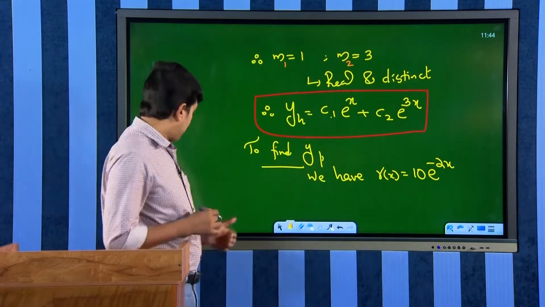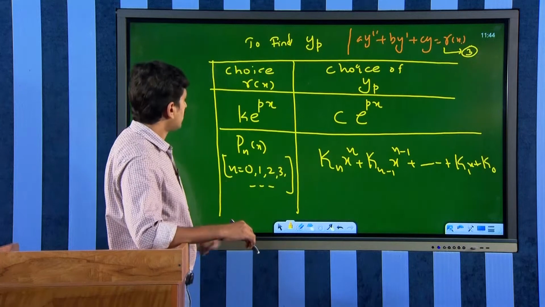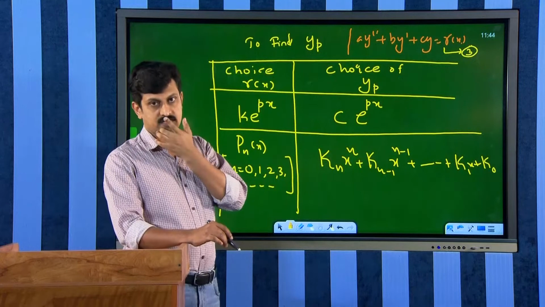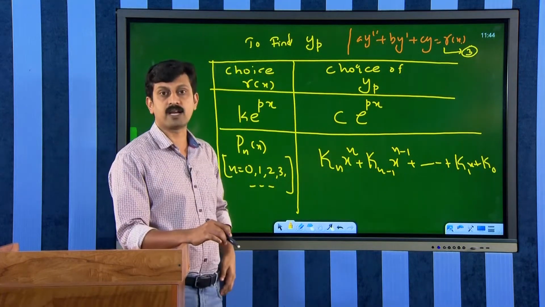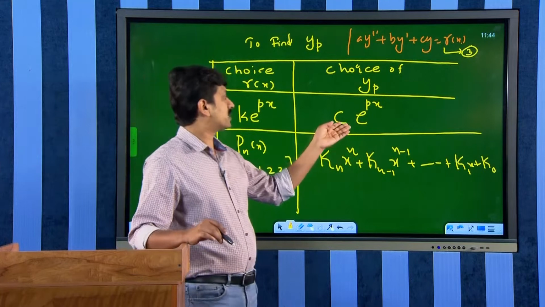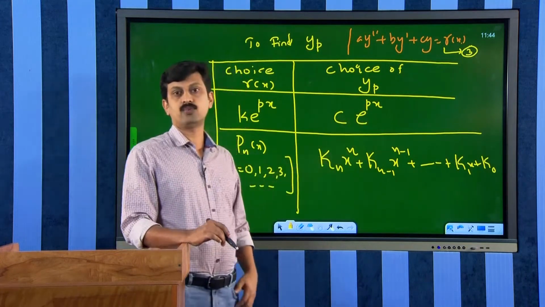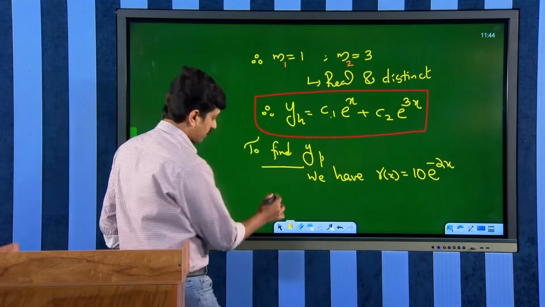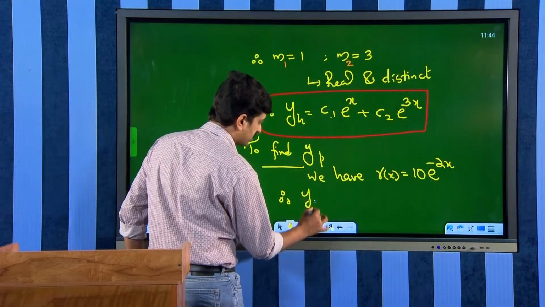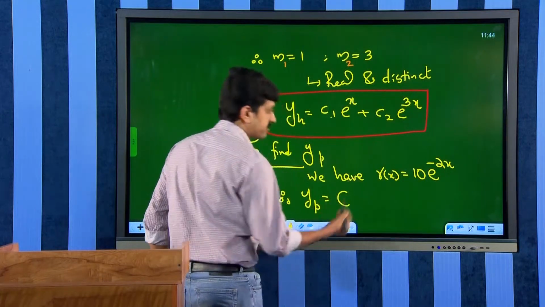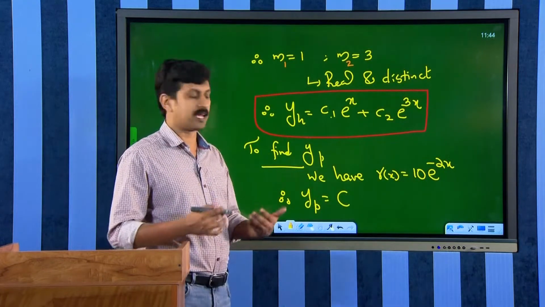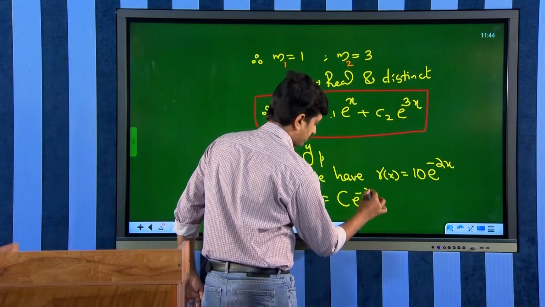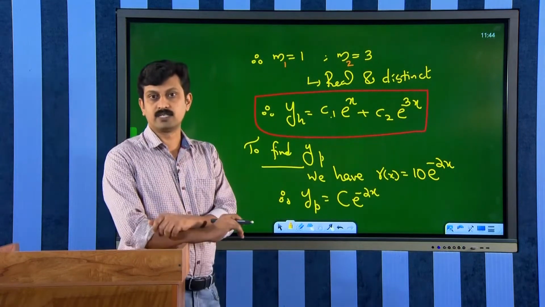Fine, come back to our table. In our table, instead of k we have 10 e raised to px, and instead of p here we have minus 2x. So we can say that this is equal to some c e raised to px. Therefore, yp is equal to c e raised to minus 2x, instead of 10 k we have 10. So we have to find the value of c.